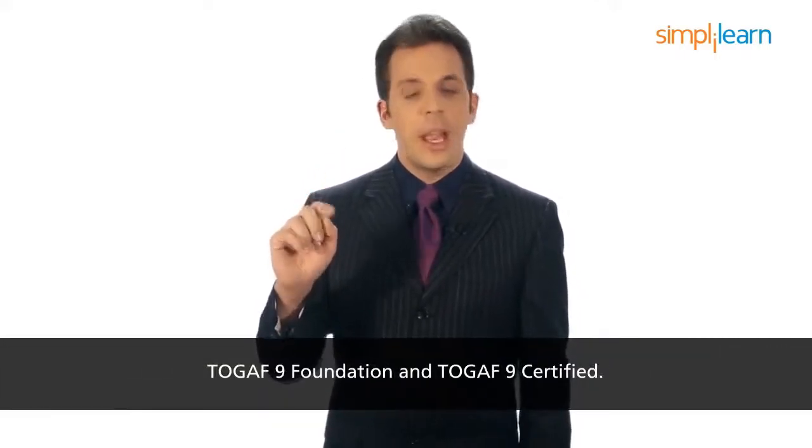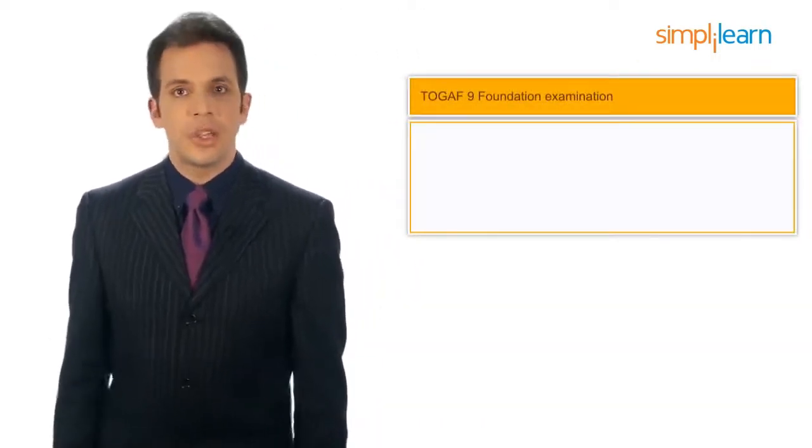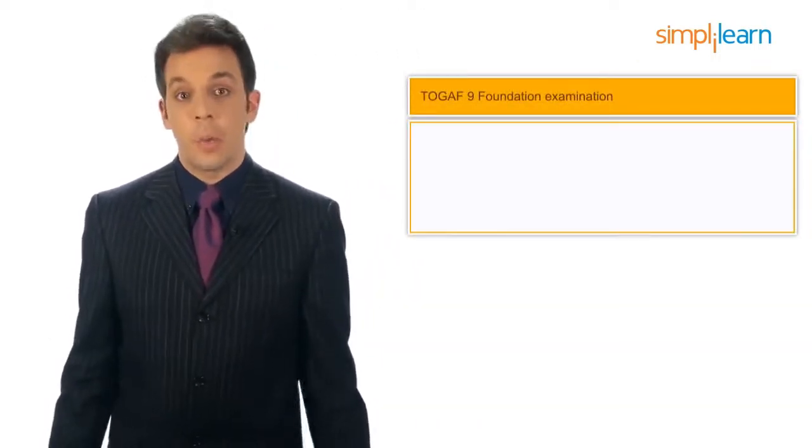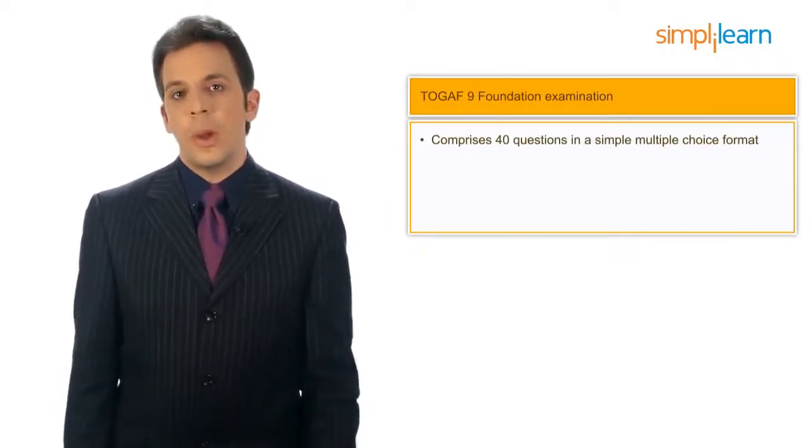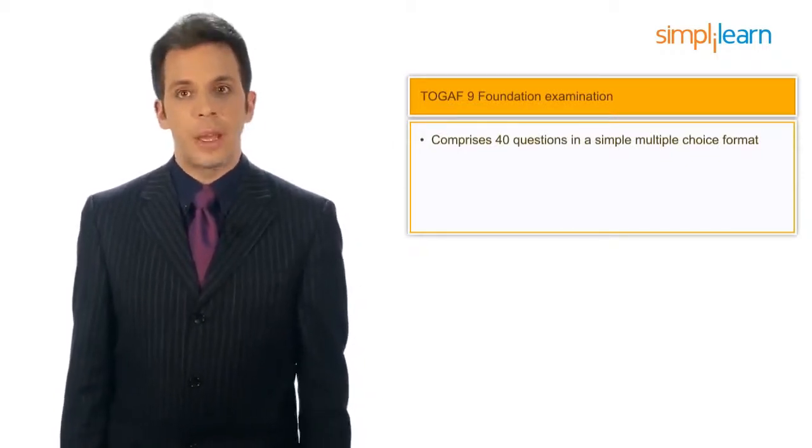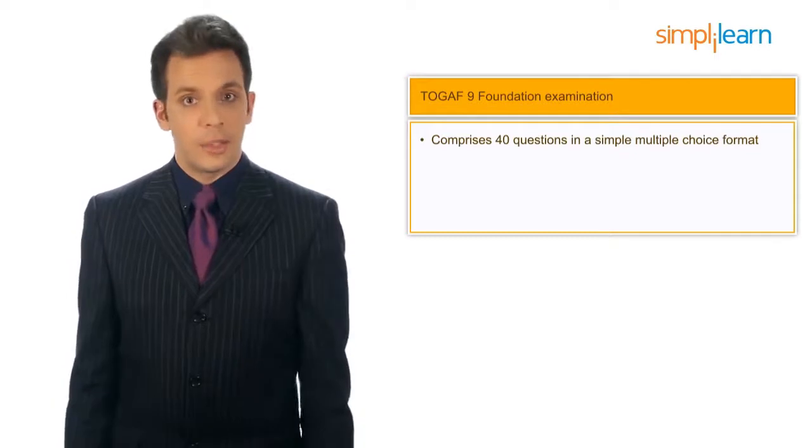The course is strategically designed to provide an understanding of the basics with the help of real-life examples. The course also aids in understanding the requirements and tests your knowledge. The TOGAF certification is achieved through a two-level examination: TOGAF 9 Foundation and TOGAF 9 Certified. The TOGAF 9 Foundation examination, also called TOGAF 9 Part 1 examination, comprises 40 questions in a simple multiple-choice format covering the Level 1 learning outcomes.